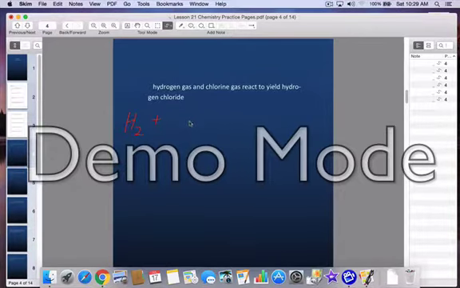So it says "and chlorine gas." So chlorine gas, again, one of those diatomic gases. So we're going to go Cl2. React to yield, draw the arrow, hydrogen chloride. So hydrogen chloride, which is going to be a compound now, and so that's a +1, and chloride's a -1, so it just takes one of each to make the stable compound.